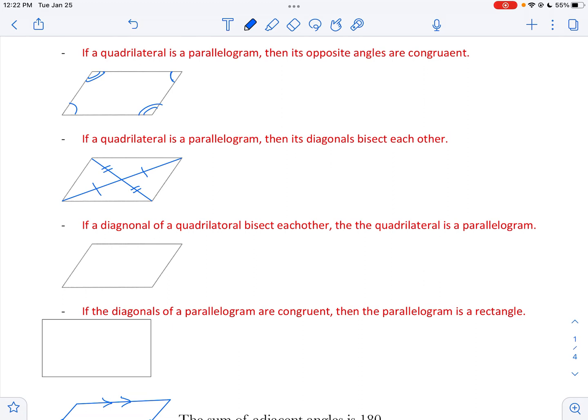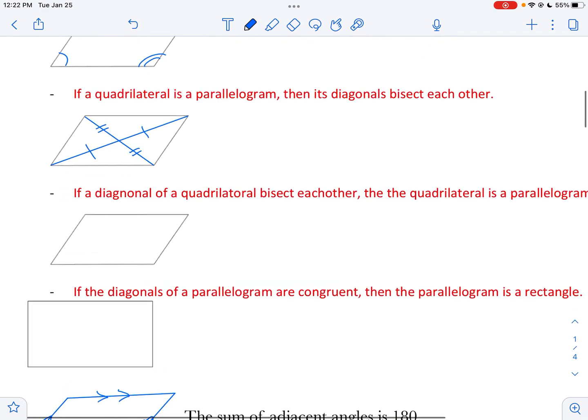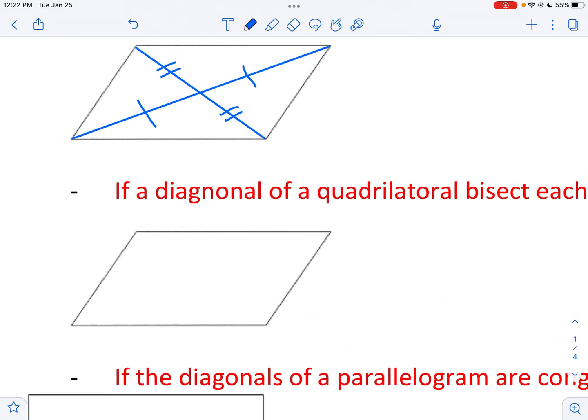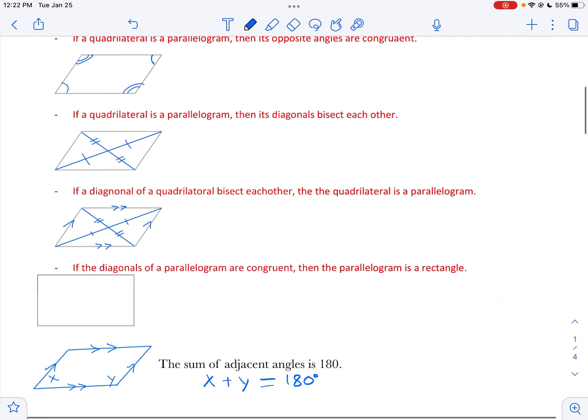And then if the diagonals of a quadrilateral bisect each other, the quadrilateral is a parallelogram. That just means if for some reason you don't know it's a parallelogram and you have two diagonals that bisect each other, you could be like, okay, then these sides are parallel and these sides are parallel. I don't think that shows up a whole lot on this assignment, but yeah.